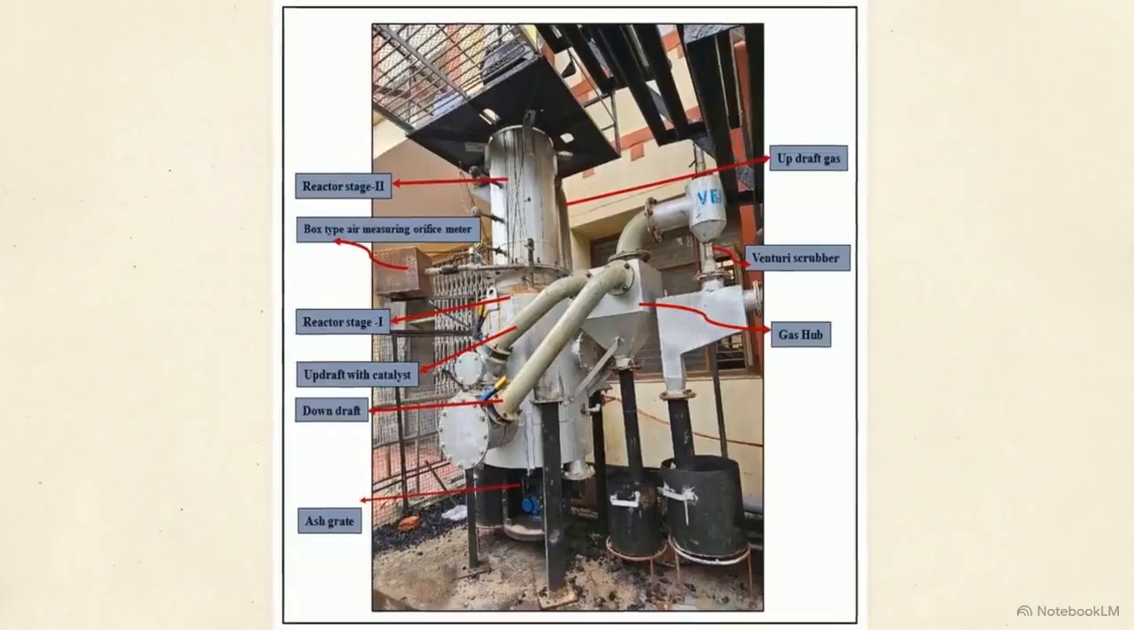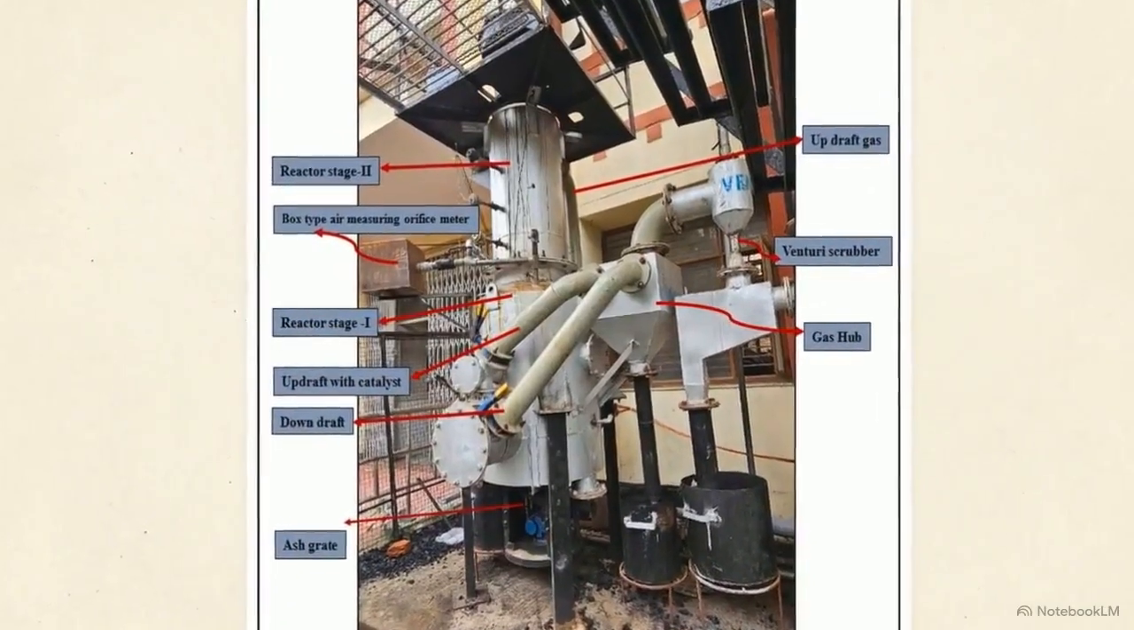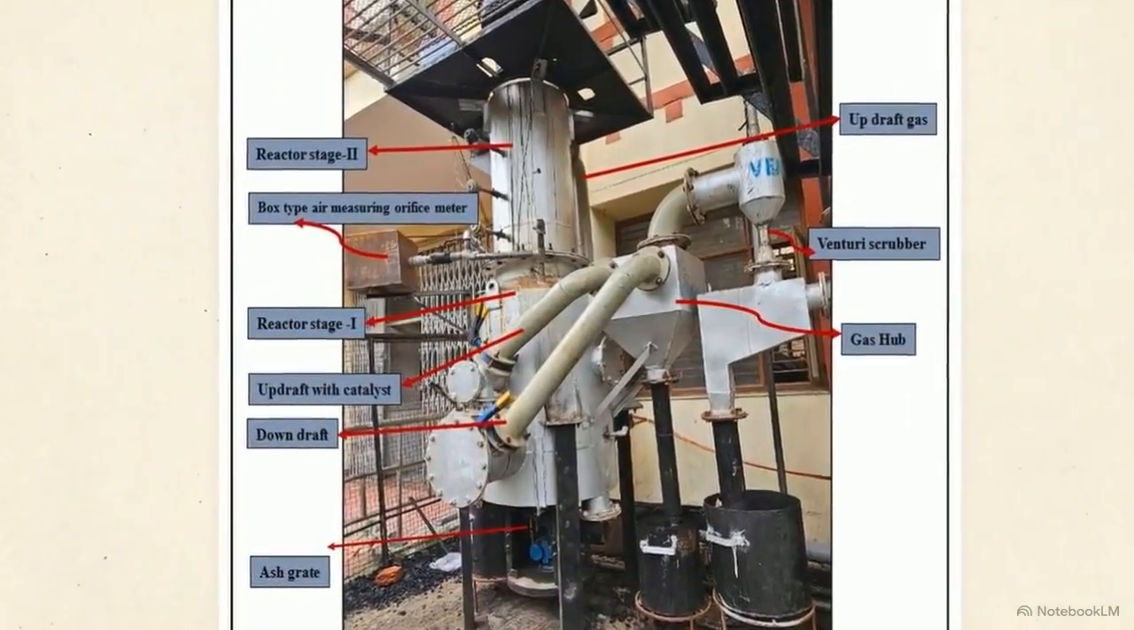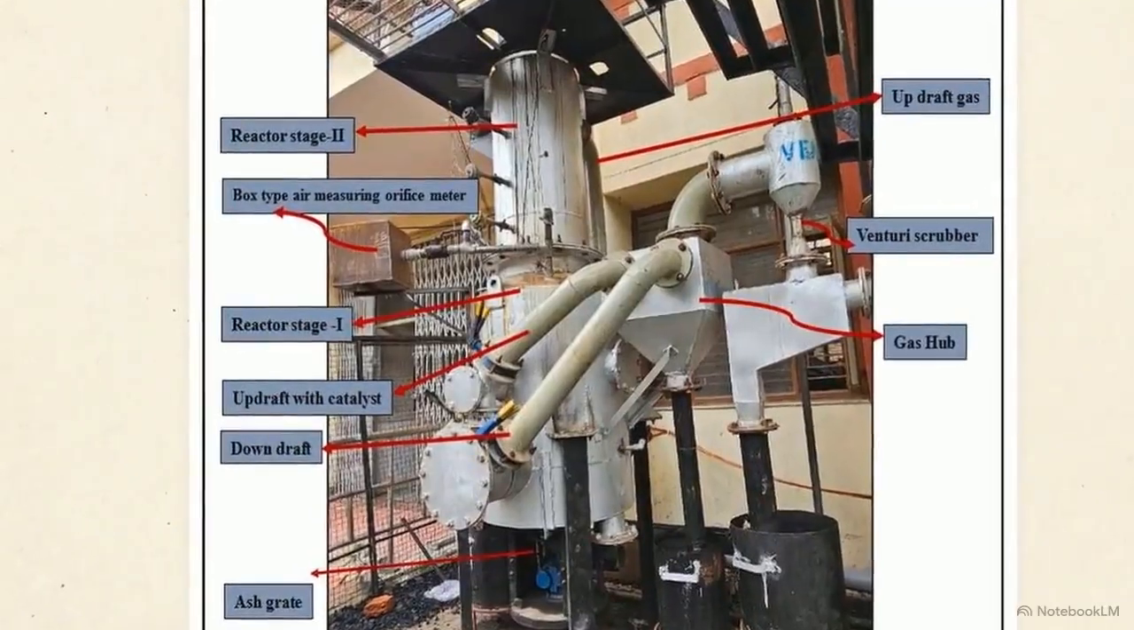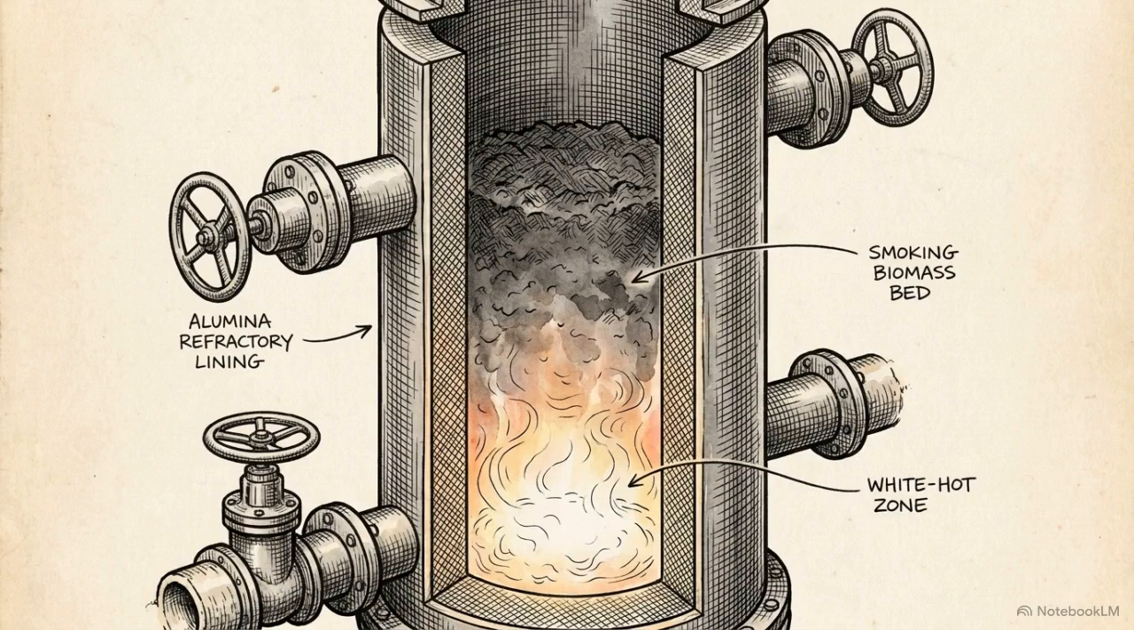To eliminate this mechanical rigidity, engineers designed a 50-kilowatt pilot-scale multi-draft fixed-bed gasifier. Built with a two-stage core and heavily insulated with thick alumina refractory lining, the reactor maintains the 1,000 degrees Celsius temperatures required for aggressive oxidation.